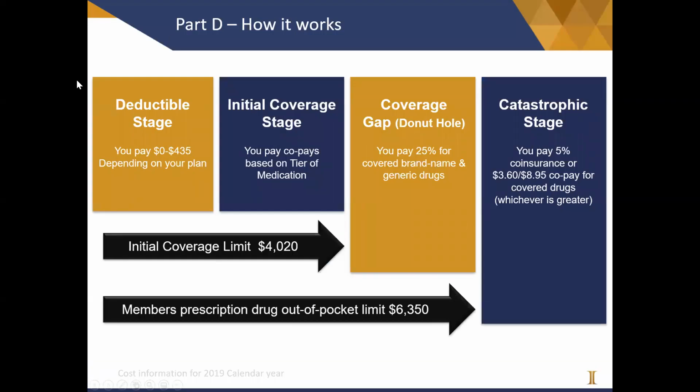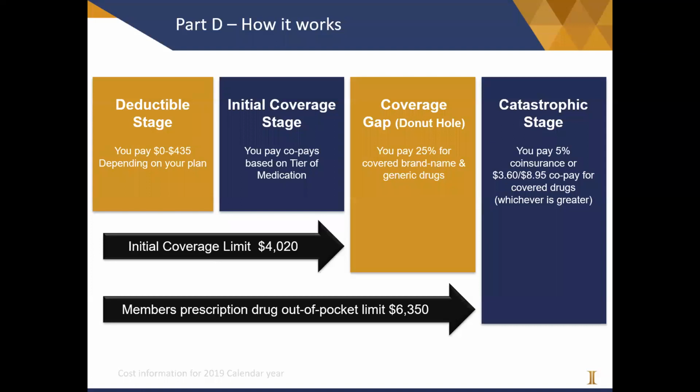And here's how it works. So you start off in your deductible stage where you're going to pay zero, which is what most people pay, depending on your plan and depending on what your premium is. Your initial coverage stage, you pay your copay based on the tier of medication that you have. Your initial coverage limit is $4,020 for 2020. So once you hit that, you go into your coverage gap, which is the donut hole.